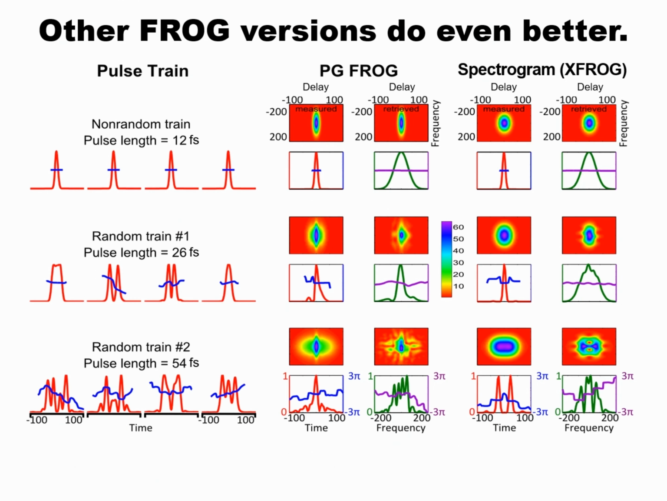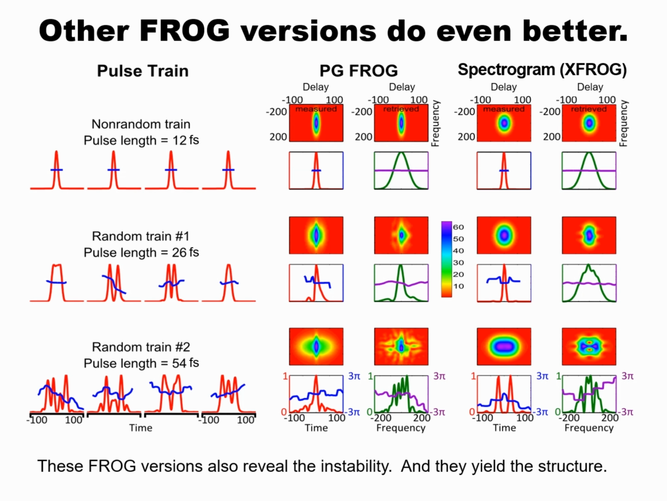Other versions of FROG do even better. Here we see their performance for unstable pulse trains. One version uses a third-order nonlinear optical process called polarization gating, which we call PG-FROG, and another uses a known reference pulse to gate the unknown pulse to be measured. This latter version is just a spectrogram, but people often call it X-FROG or cross-FROG because it's a spectrally resolved cross-correlation. These FROG versions also reveal the instability, and even better, they also yield the structure of a typical pulse.